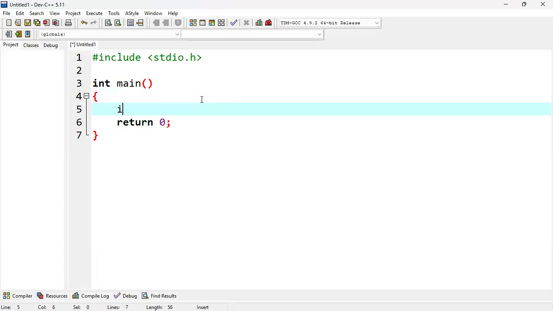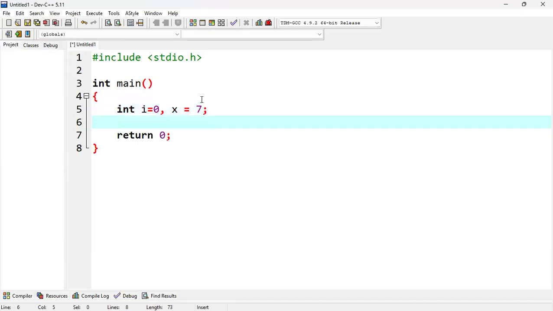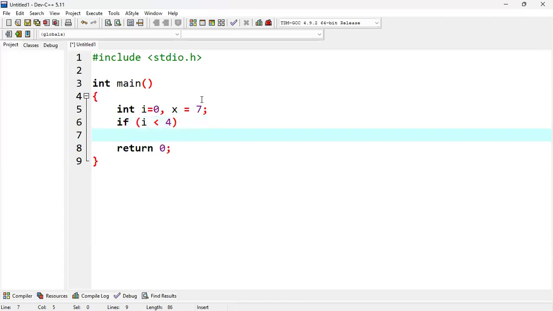Okay, so we say I is equal to 0, or let me just change them. X is equal to 7. So I can say if I is less than 4, print, yeah.